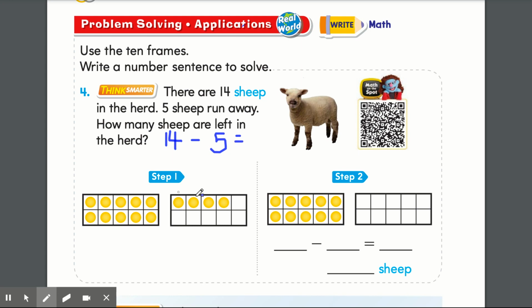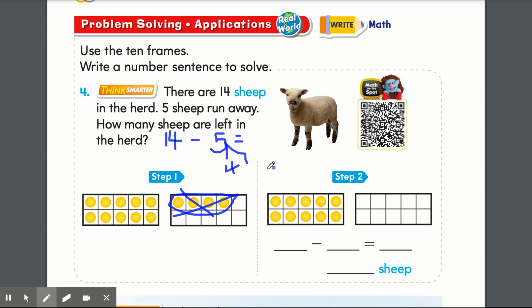So I'm going to put 14 counters on my 10 frames. 10 on the first 10 frame, a full 10 frame, 11, 12, 13, 14. If I want to make 10 to make the subtraction easier, I could take away these 4. So I'm breaking this 5 into 4 and 1. Okay, so now that I've taken away 4, I have 10. So I move that over here.